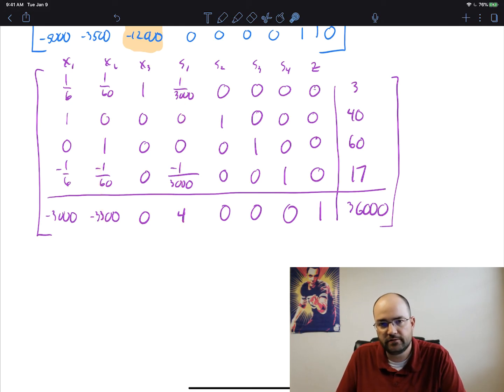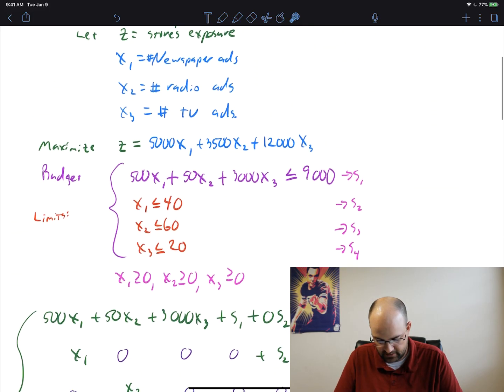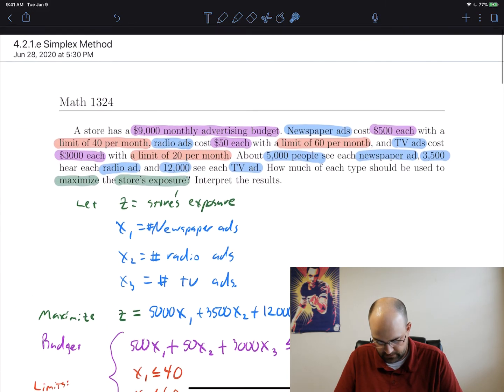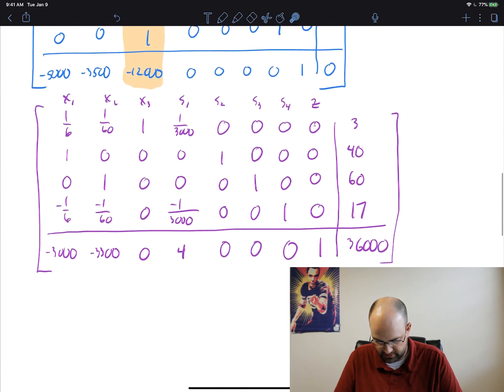Now, if I was to read this matrix, 0, 0, 0, what just happened that I'm talking about is x1, x2 will be 0. Both of those are zeros. x3 is not 0. We're just saying 3 of x3, in other words, the 3 TV ads should be used, and s1 should be 0 as well. Now, what this means is that we've used up whatever s1 represented. Now, if we go back to up here, s1 represented the budget, really. So we can use that and get rid of all of the budget.